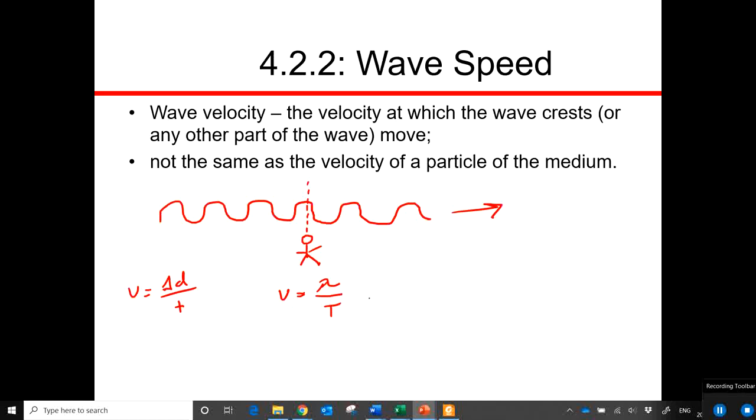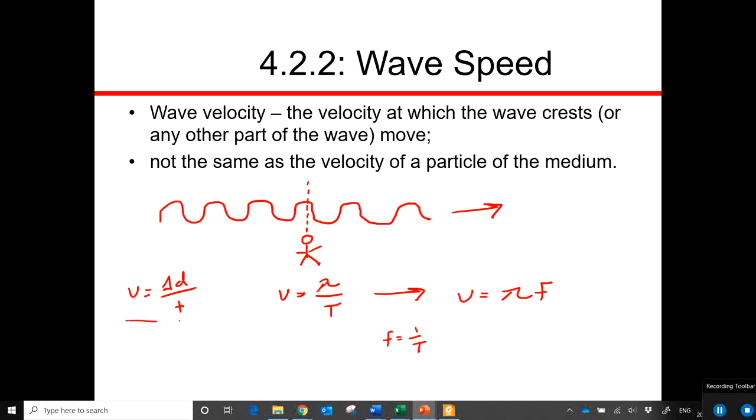And another equation that stems from this one, because we know that the frequency is equal to 1 over the period, so we can actually substitute this in, and we get what we normally refer to as the wave speed equation, the wavelength times the frequency of the wave in hertz. Okay, so this is our equation we're going to use. So any of these 3, depending on the situation.